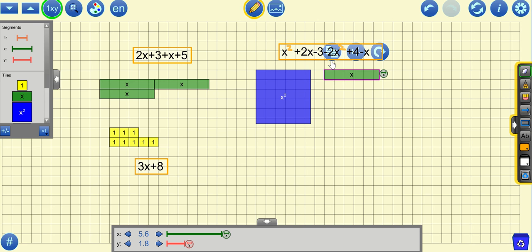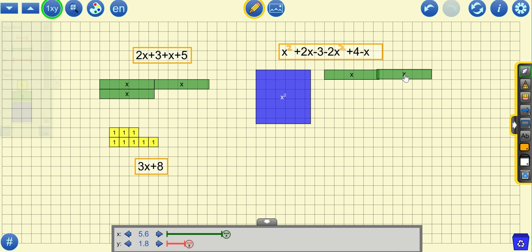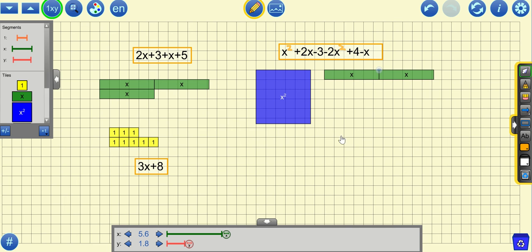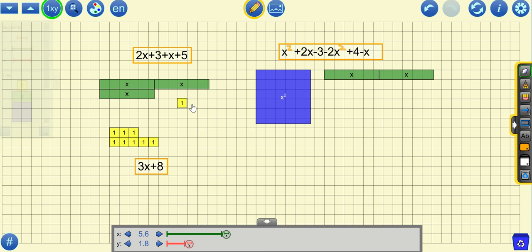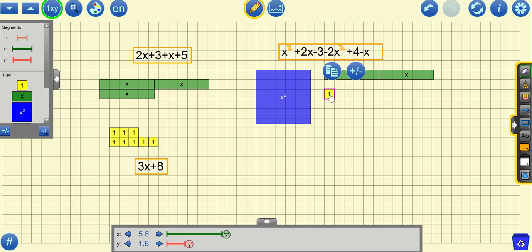Oops, is that going to let me? Okay, apparently that's not the easy way to do that. Okay, so there's my 2 x's. Minus 3, so that means we're going to have negative 3. So I'm going to change that to negative, and then make 2 more of them.